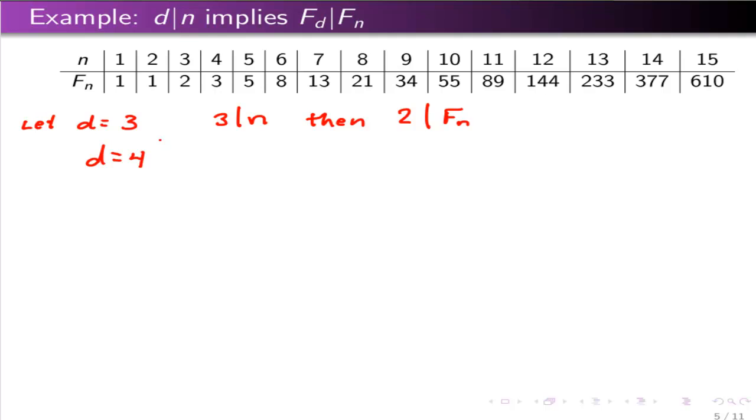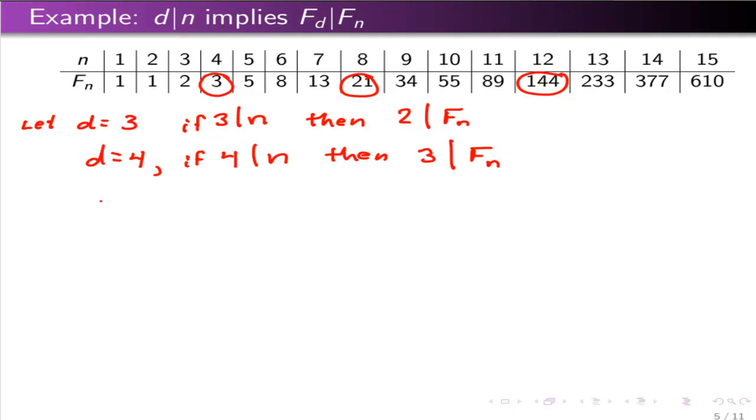Next, let d be 4. So if 4 divides n, then the fourth Fibonacci number, which is 3, should divide Fn. So every fourth Fibonacci number should be a multiple of 3. 3, 1, 2, 3, 4, multiple of 3, multiple of 3, and so on. And you can just keep going like this. So if 5 is a divisor of n, then, oh, this is interesting, the fifth Fibonacci number is just 5.